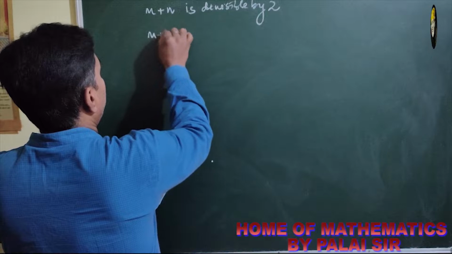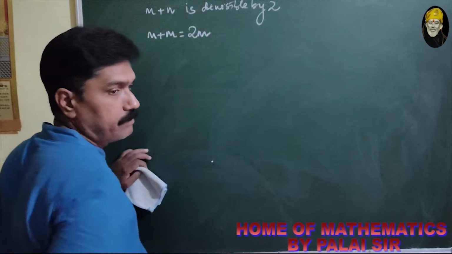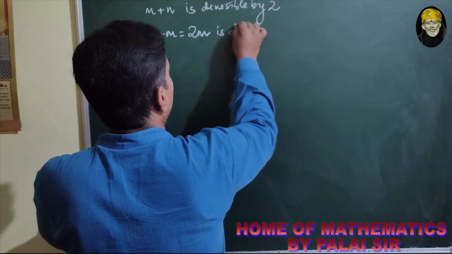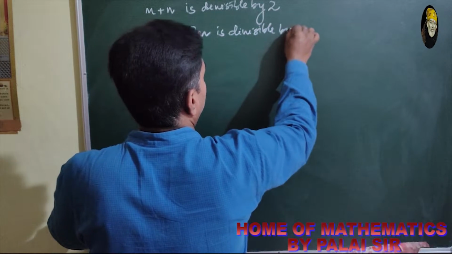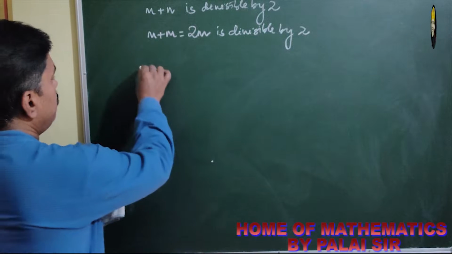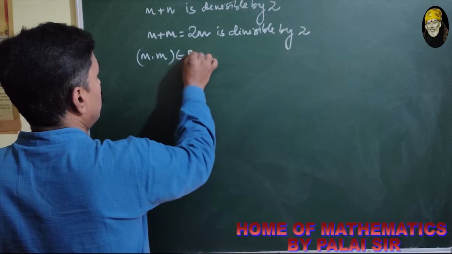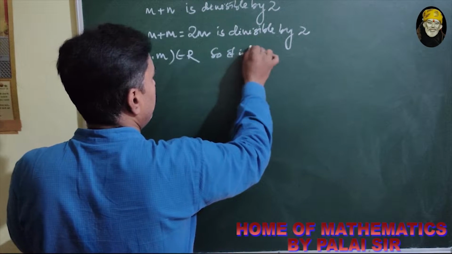So here when it is given as m plus n is divisible by 2, m plus m, this you are getting how much? This is 2m. So 2m is divisible by 2. It means mm belongs to R, so it is reflexive.